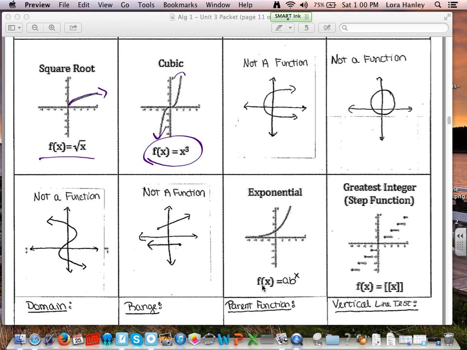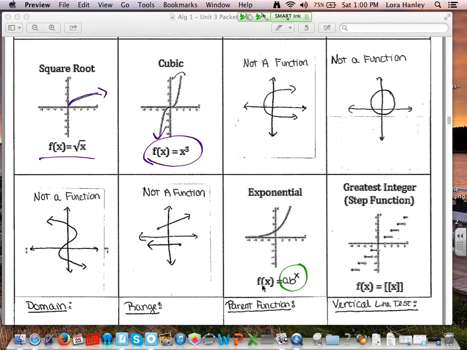An exponential function is something that gets exponentially bigger. And I remember this because my exponent is an x. My exponent is the variable. So x isn't down below like in your cubic, it's up in the exponent.